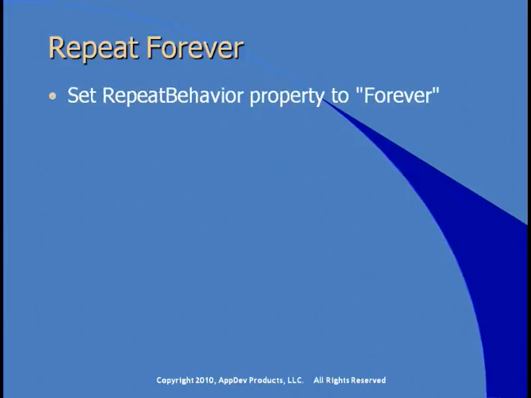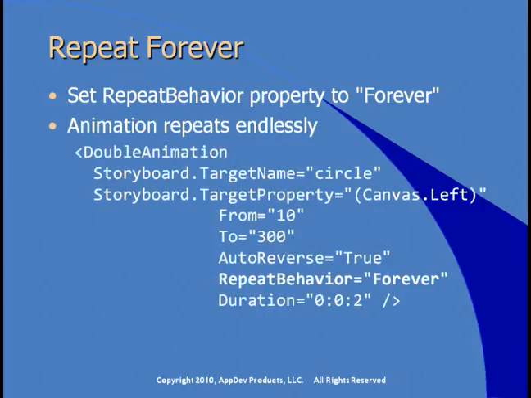You can also set the repeat behavior property to forever. In that case, the animation repeats endlessly. Imagine this markup. This has auto reverse set to true, repeat behavior set to forever, and duration set to 2 seconds. So we'll go from 10 to 300 back to 10, from 10 to 300 back to 10, 10 to 300 back to 10, each repetition taking 4 seconds, and it repeats forever. We've seen examples of behavior like this already. Let's try some examples that demonstrate different ways of using the repeat behavior property.